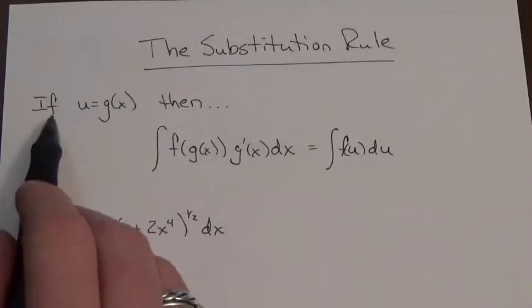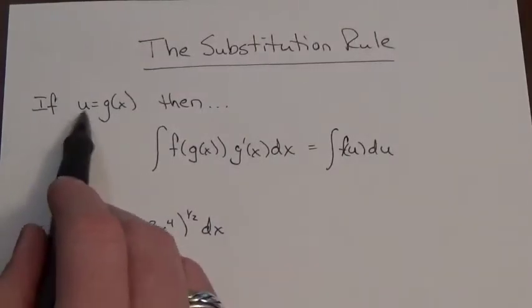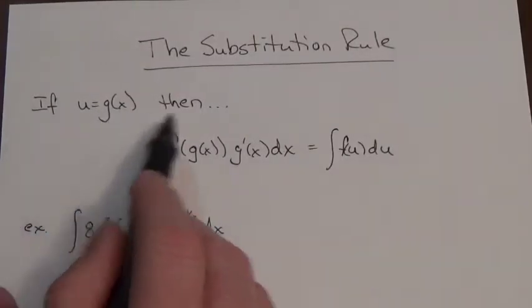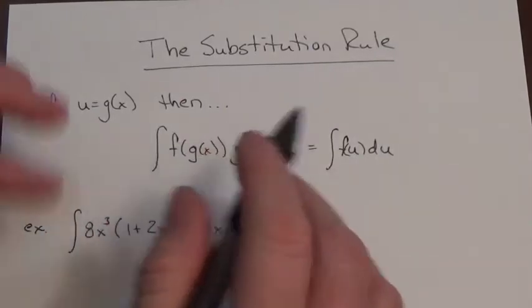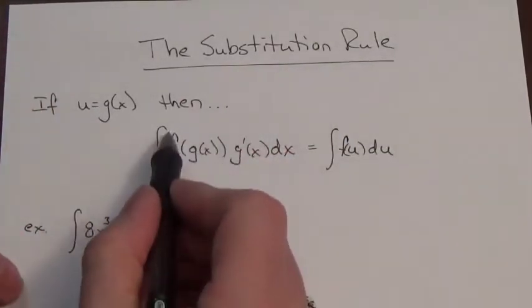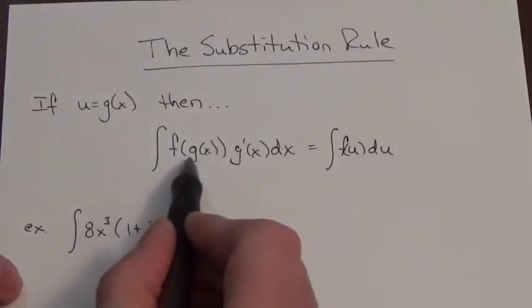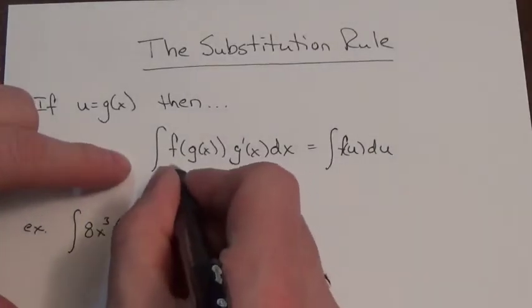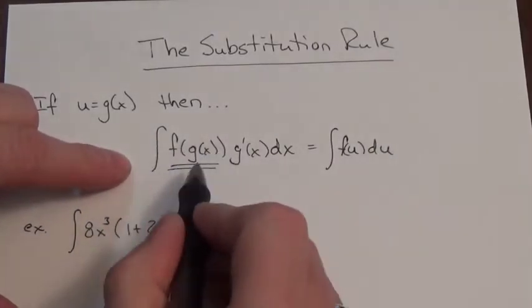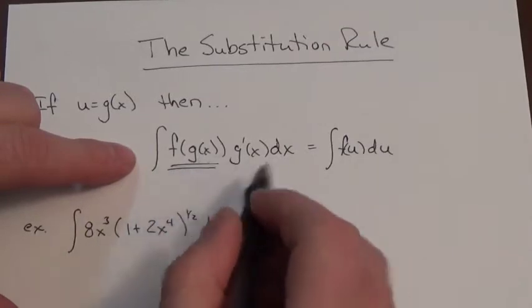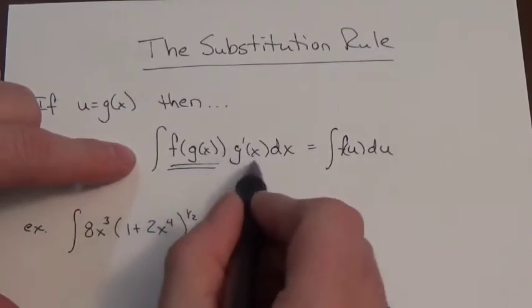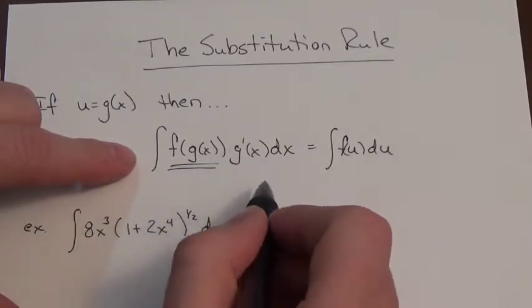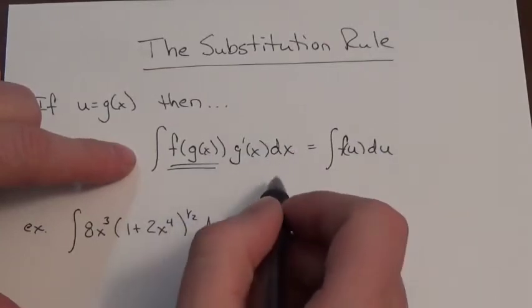So here's what we're going to do. We're going to let u be the function g of x. And then we're going to look at an expression where it's the integral of f of g of x. Now notice what's going on here. This is a composed function. f is composed with g, and it's multiplied by the derivative of g, and we're taking the integral with respect to x.